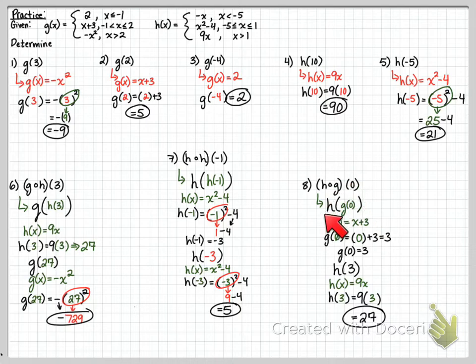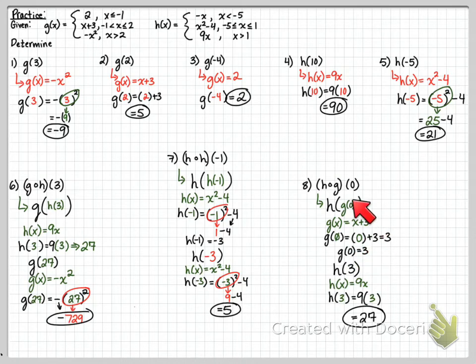And for number 8, h of g of 0, we start on the inside. We find out where x is 0 for our g function. So we're going to look in g of x. 0 falls in between negative 1 and 2. So we're going to use g of x equals x plus 3. We're going to plug in 0. 0 plus 3 is 3, which means g of 0 is 3.